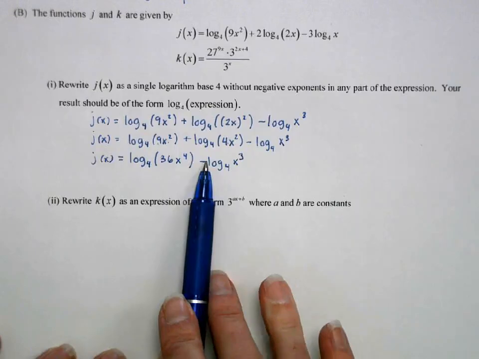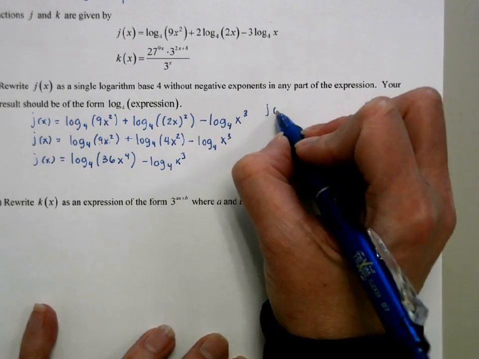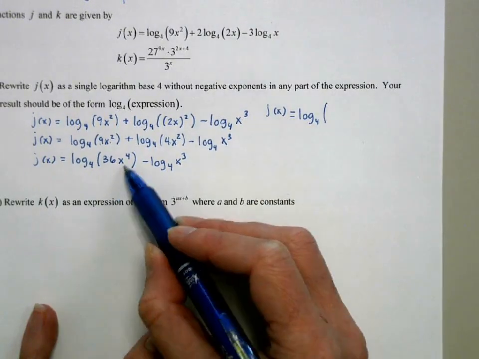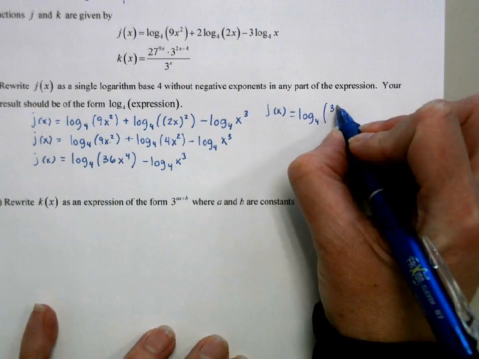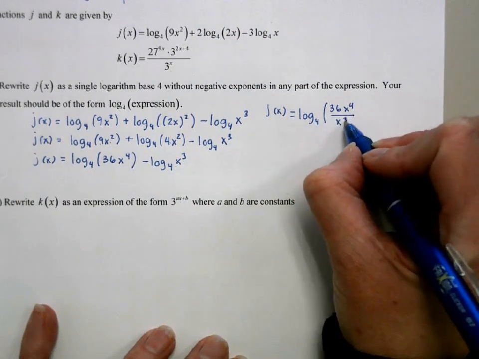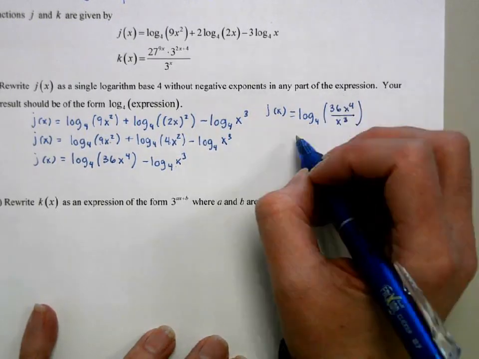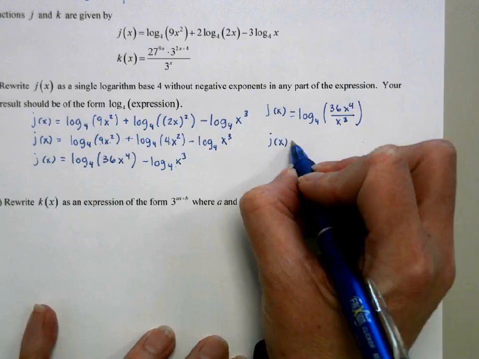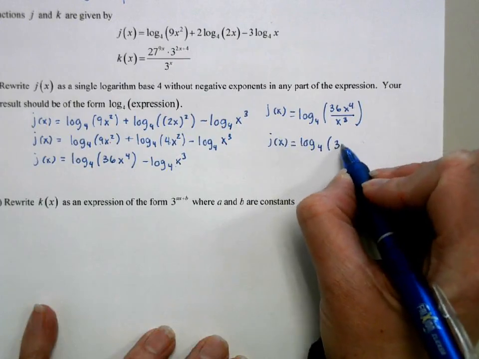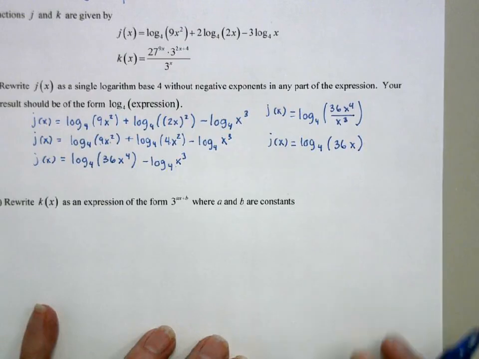Next we have subtraction. So we're going to use the quotient rule. So it's going to be this over this, 36x to the 4th over x cubed. Then we can reduce this. So our final answer is log base 4 of 36x to the 4th divided by x cubed, which is just 36x.